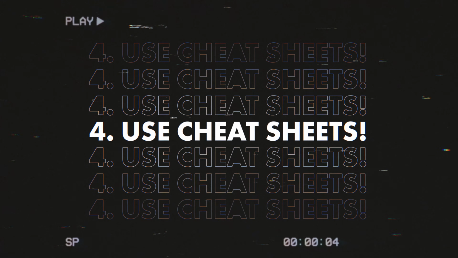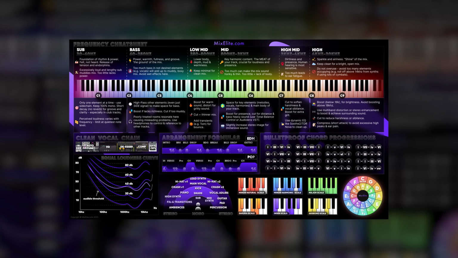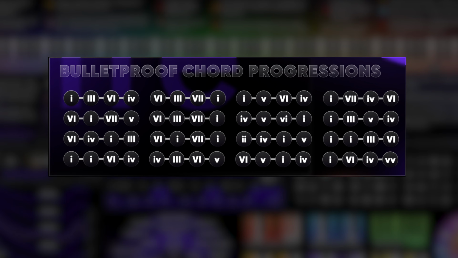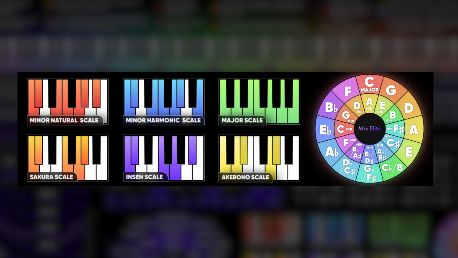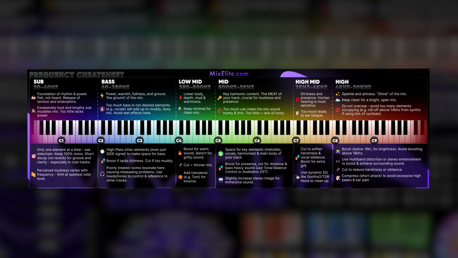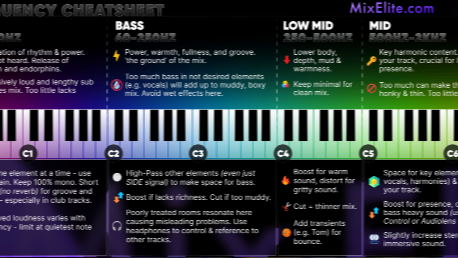Tip number 4. Use tools and sheets to help you create a better workflow. Speaking of sheets, definitely use our free infographic that will help you improve your music like it's nothing. This sheet contains powerful chord progressions, awesome scales, and a frequency cheat sheet that will help you create amazing mixes. I mean, what more do you need? I'll leave a link below for you guys.